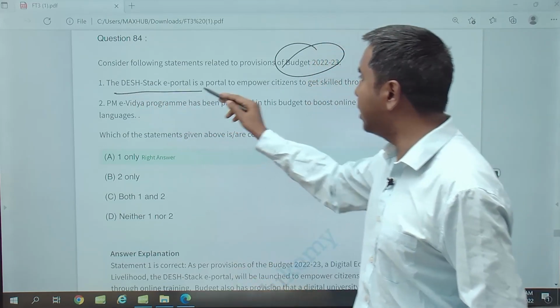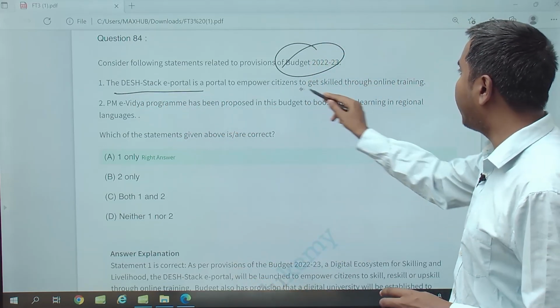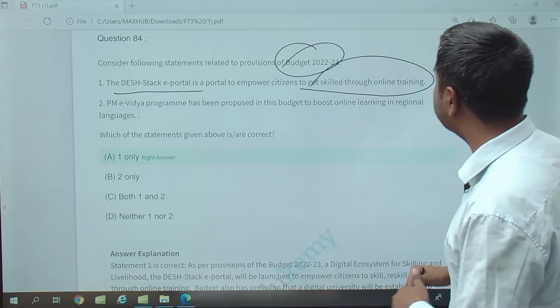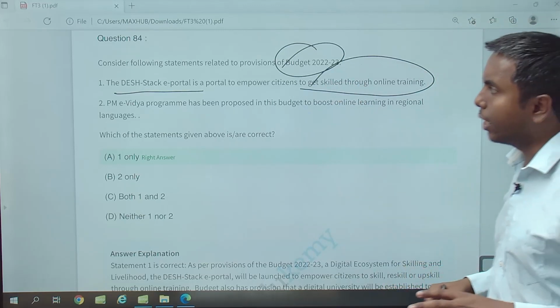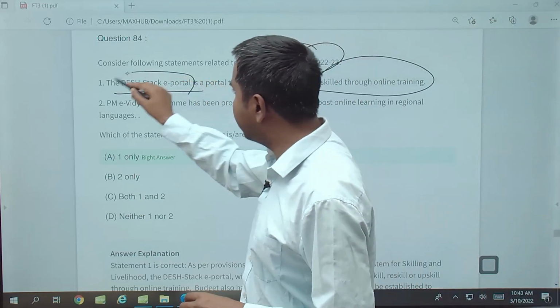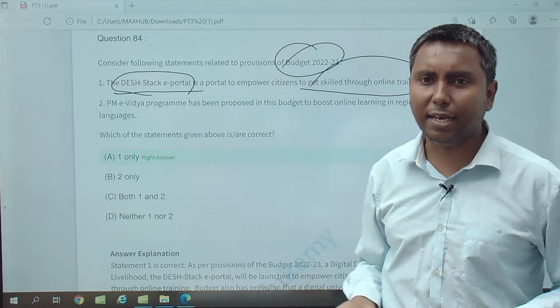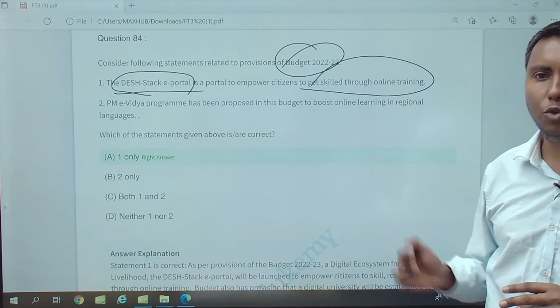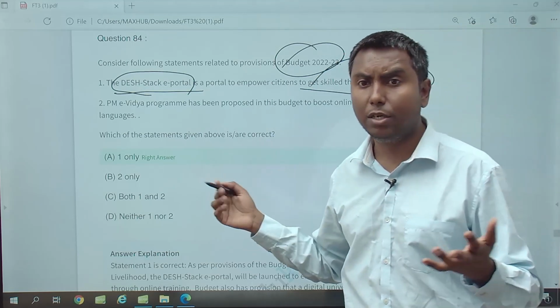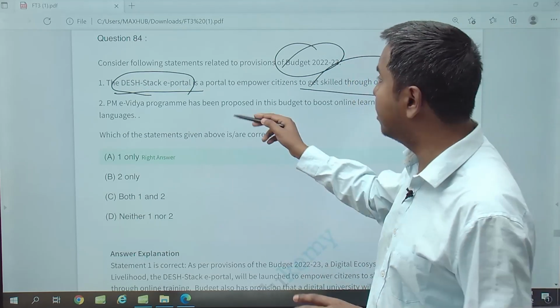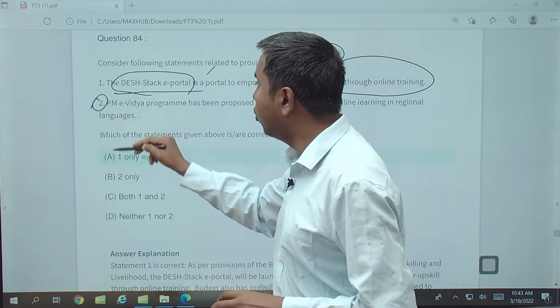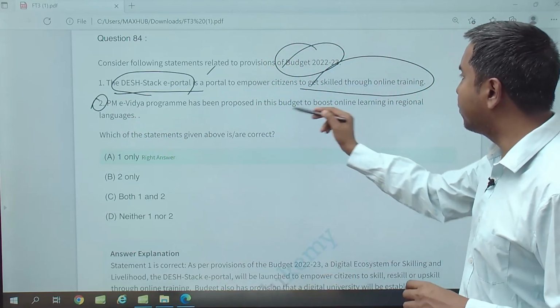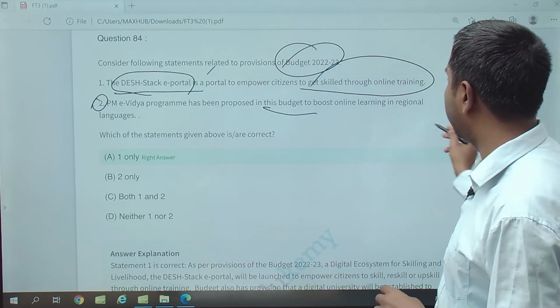First, the Desh e-Stack portal is a portal to empower citizens to get skilled through online training. Now, just this name says nothing much about skill. It's very difficult to arrive at this unless you know it. But if you have read it, then it's easy. Second, the PM e-Vidya program has been proposed in this budget to boost online learning.